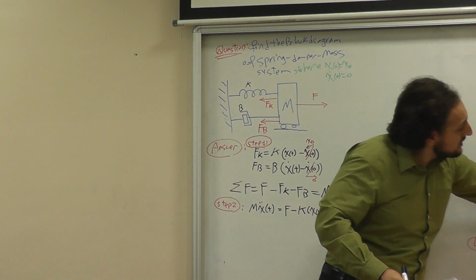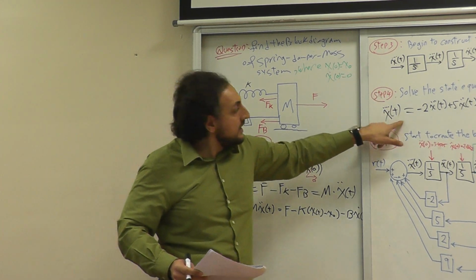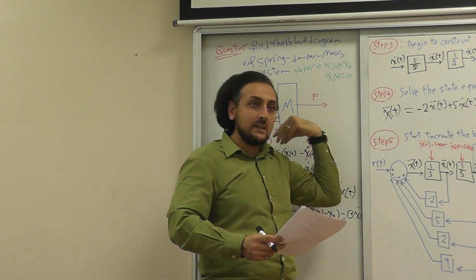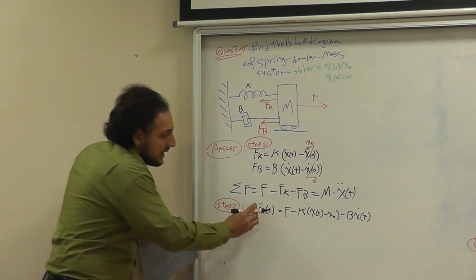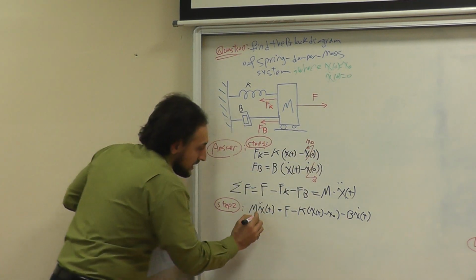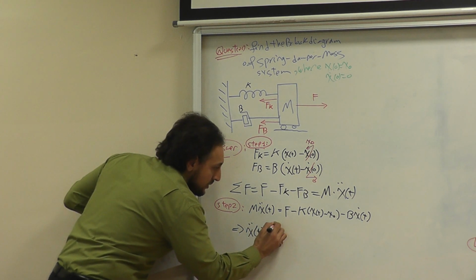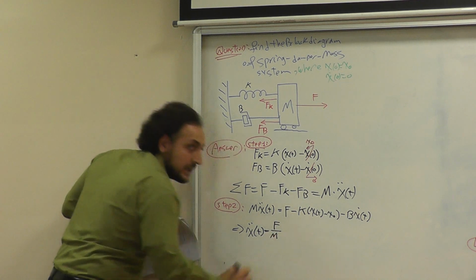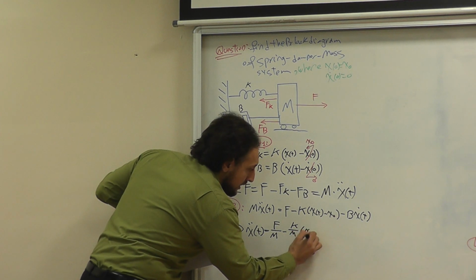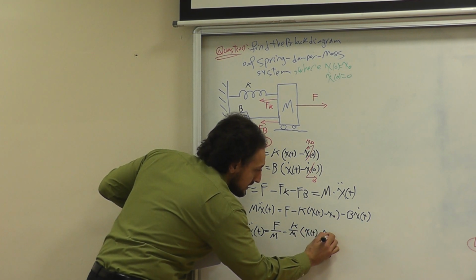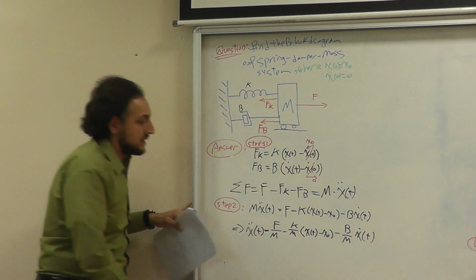Önceki soru. Previous question for transfer function. What I did here, I put x dot one side, the other side, right? Yes. Here is same. Look. I put this one side, the other on another side. So it will be x double dot t equal to F over m minus k over m (x t minus x0) minus b over m x dot t. Okay?